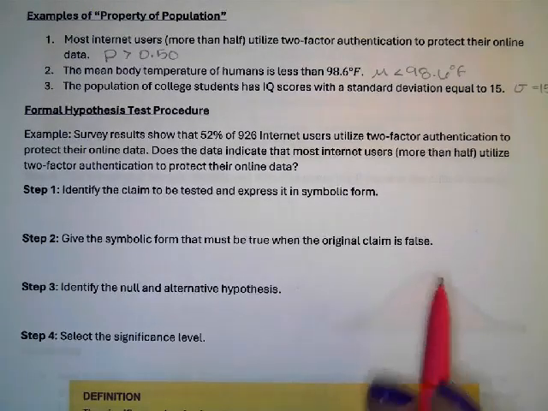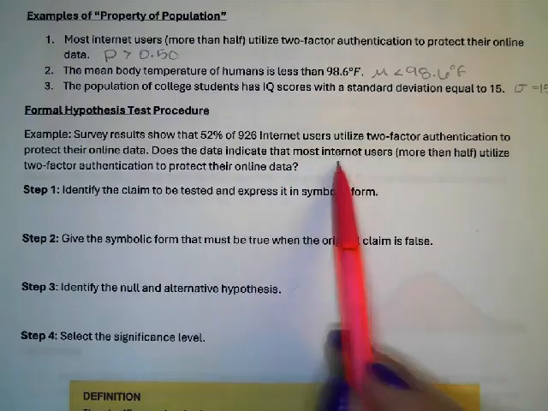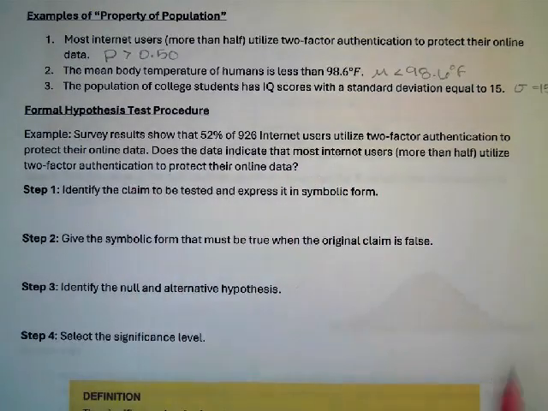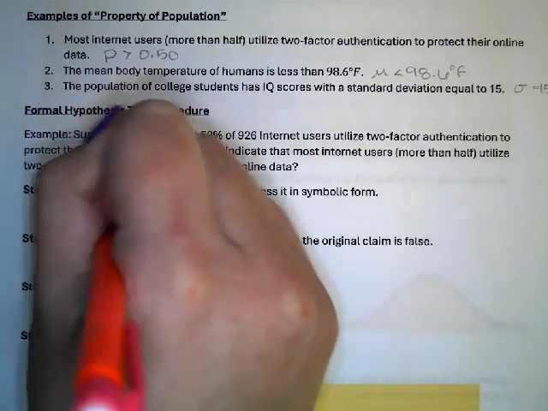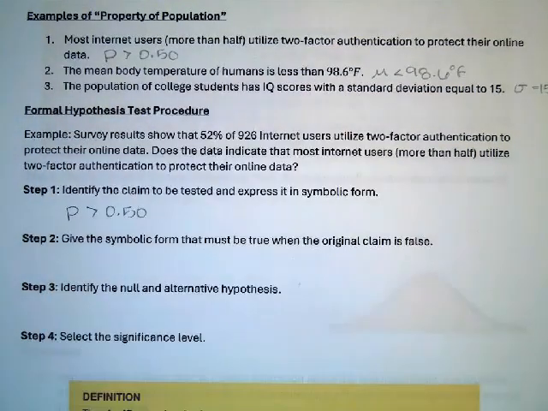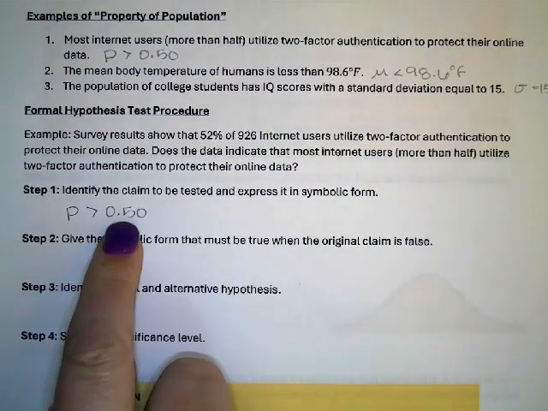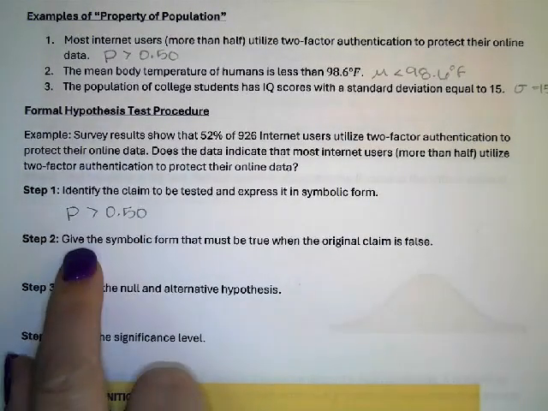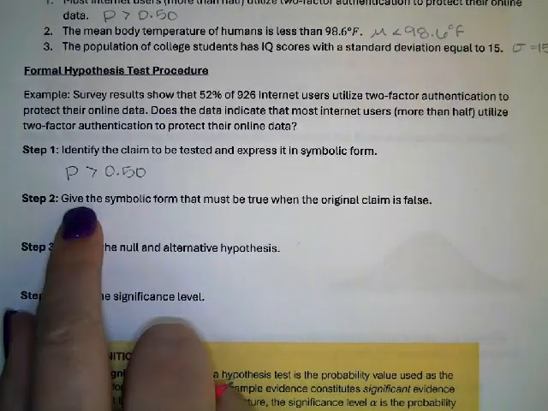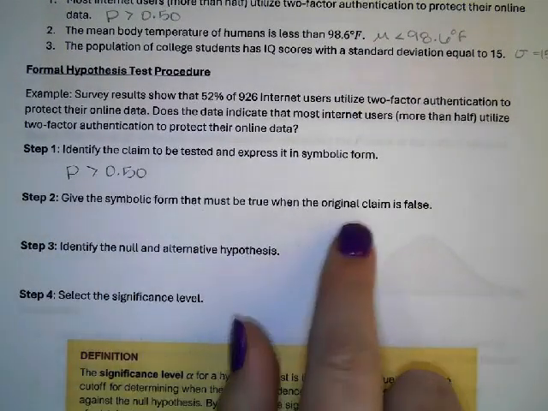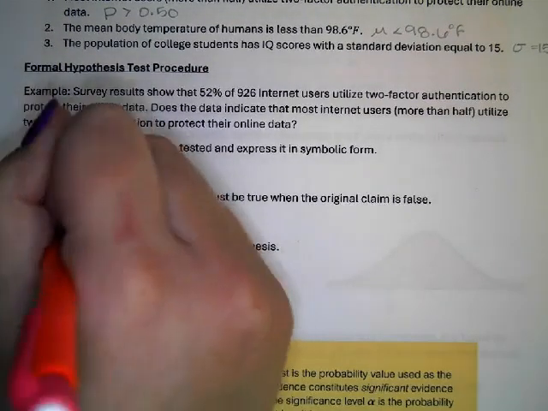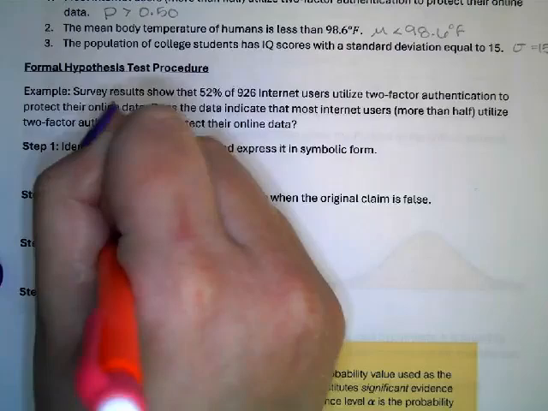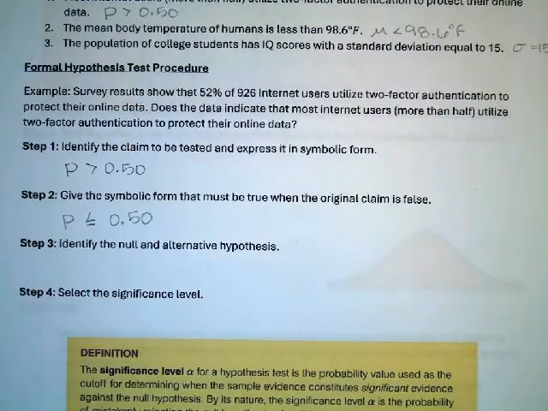So the question is, does the data indicate that most internet users, more than half, utilize two-factor authentication? So we want to know if the population proportion is greater than 50%, or greater than a probability of 0.50. Next, we're going to give the symbolic form that must be true when the original claim is false. So the opposite of this would be that the population proportion is less than or equal to 50%. Instead of being greater than 50%, it's less than or equal to 50%.